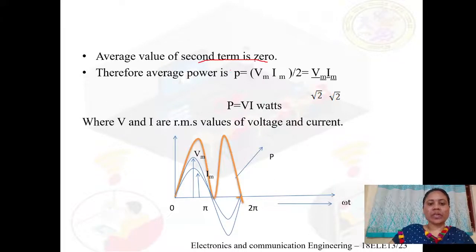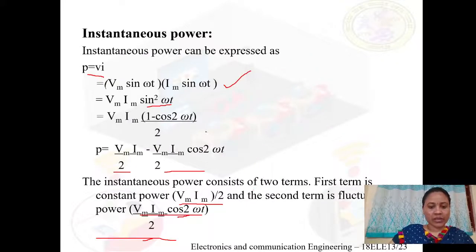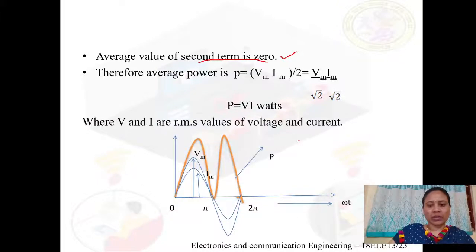Therefore, the second term will not provide any valuable information since its average value is considered as 0. Therefore, we can neglect the second term. That is, this term can be taken as negligible or 0. Okay. Therefore, the instantaneous power is only Vm Im by 2.